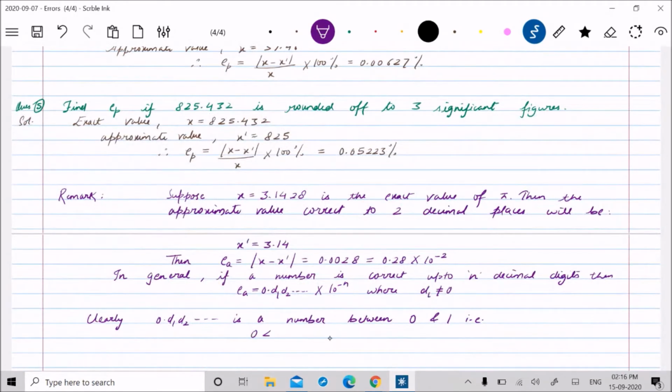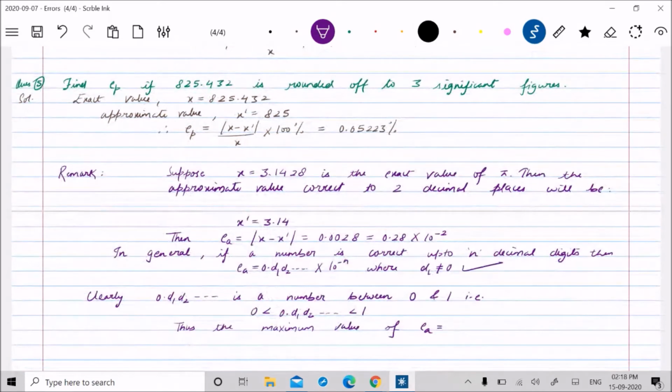That is, 0.d1 d2 dash dash is less than 1. The maximum value of EA, if you see the value of EA at this step, was 0.d1 d2 dash dash dash multiplied with 10 to the power minus 2. So you're replacing that by 1 because this time I am writing the maximum value of absolute error. Maximum means the maximum value of this special number. What is the value of this special number? Maximum value can be 1. So this is just the maximum value of absolute error.